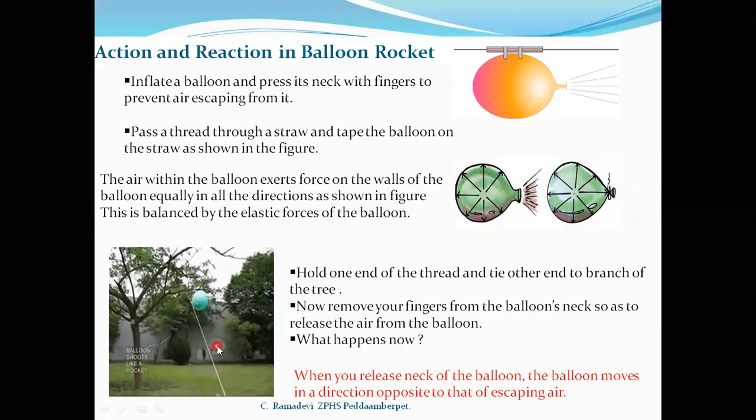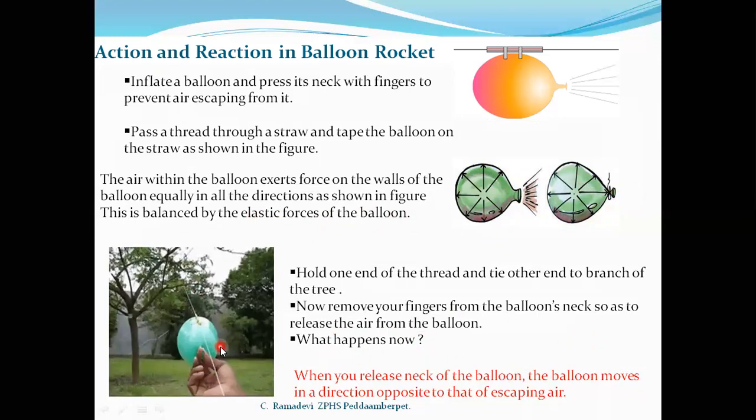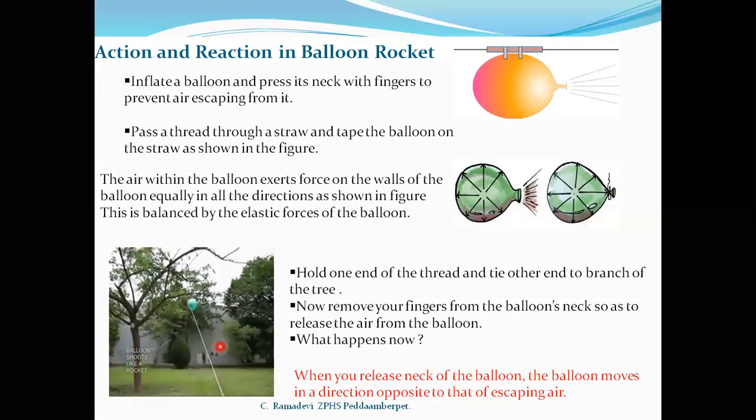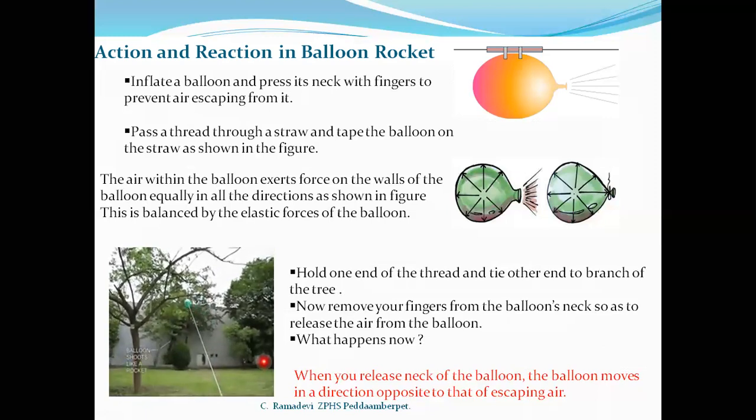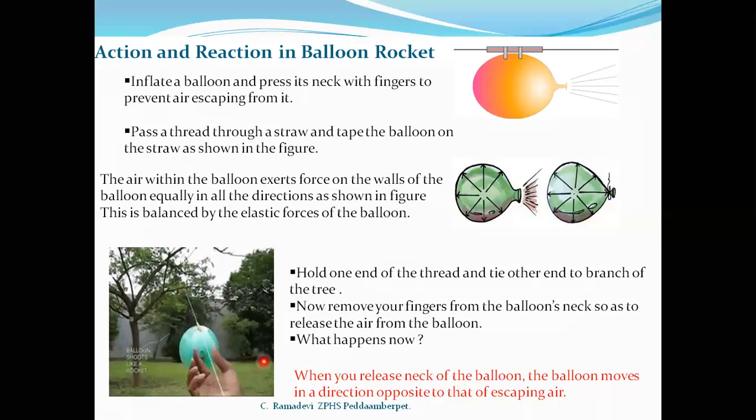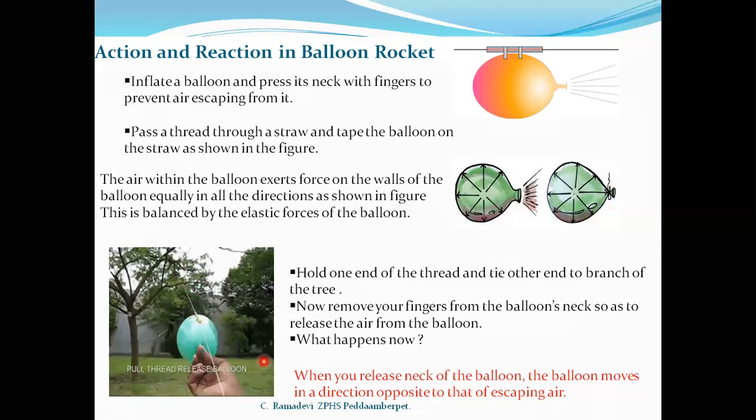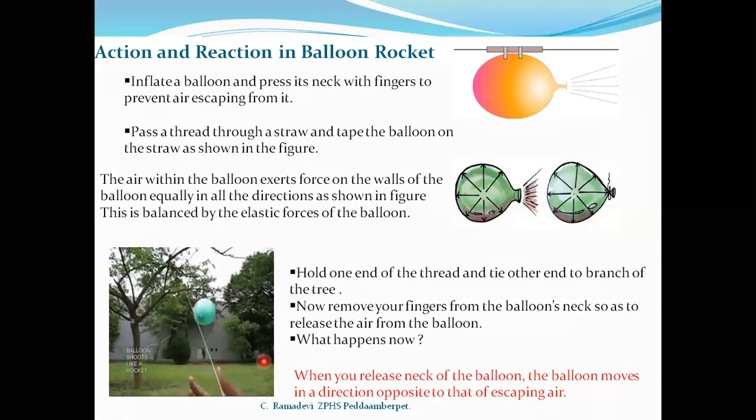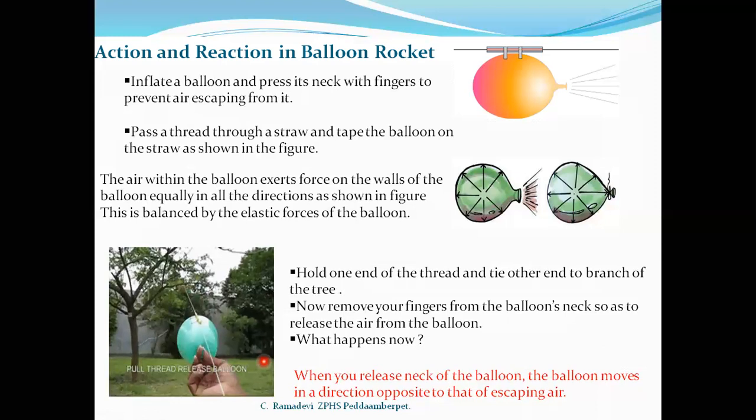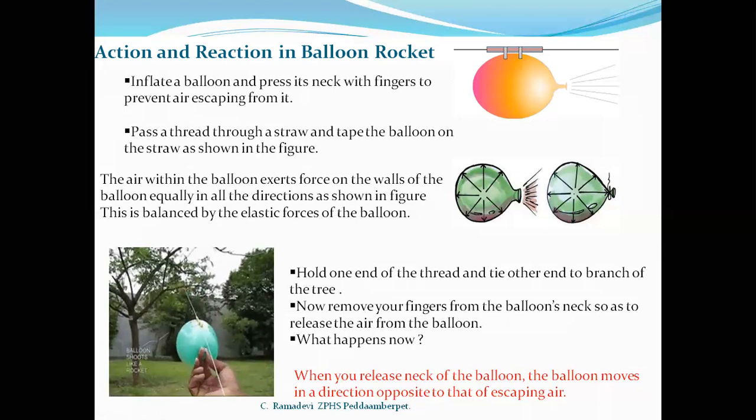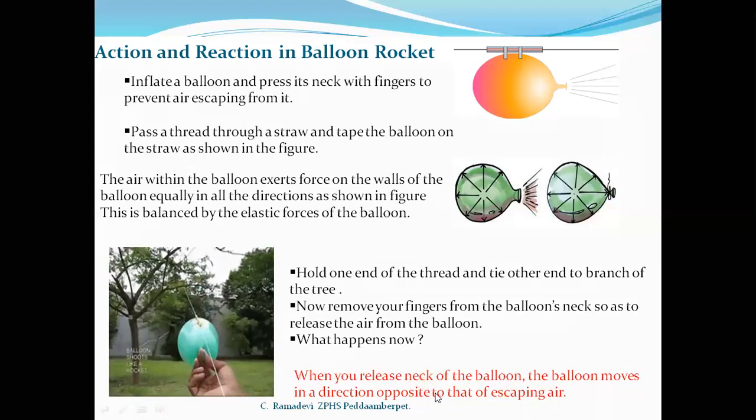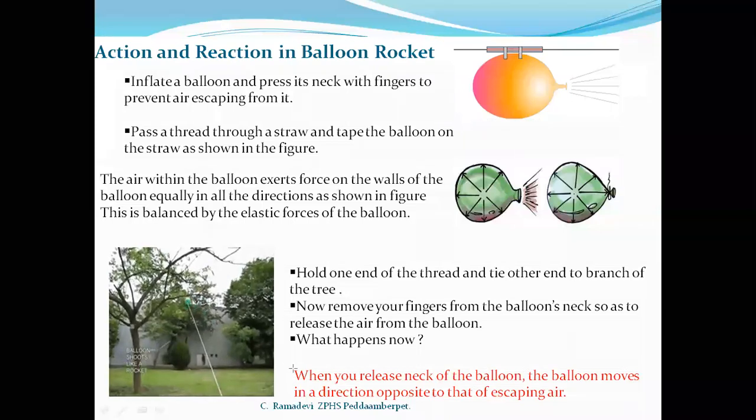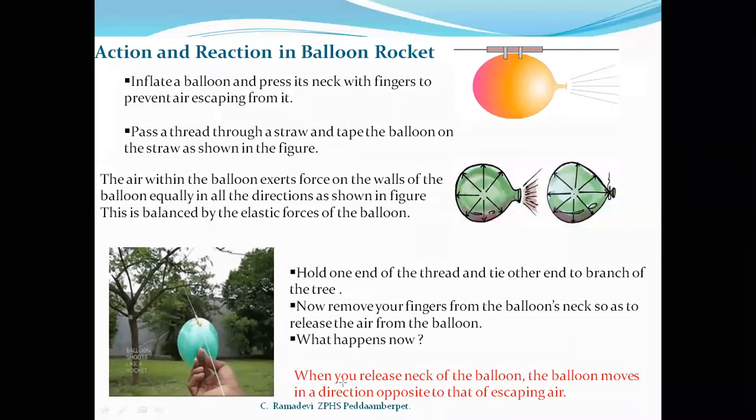What happens when you take out the finger from the balloon's neck? The air releases. When you release the neck, the balloon moves in a direction opposite to that of escaping air. So the balloon moves in the forward direction, while the gases are expelled out from the balloon in the opposite direction.